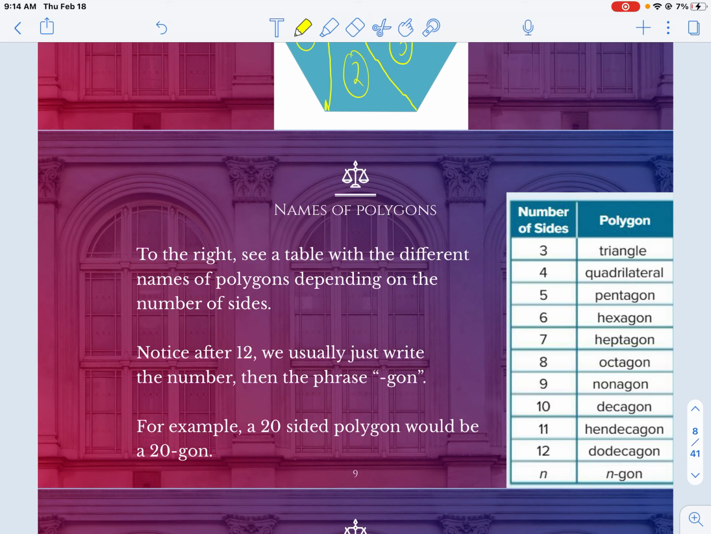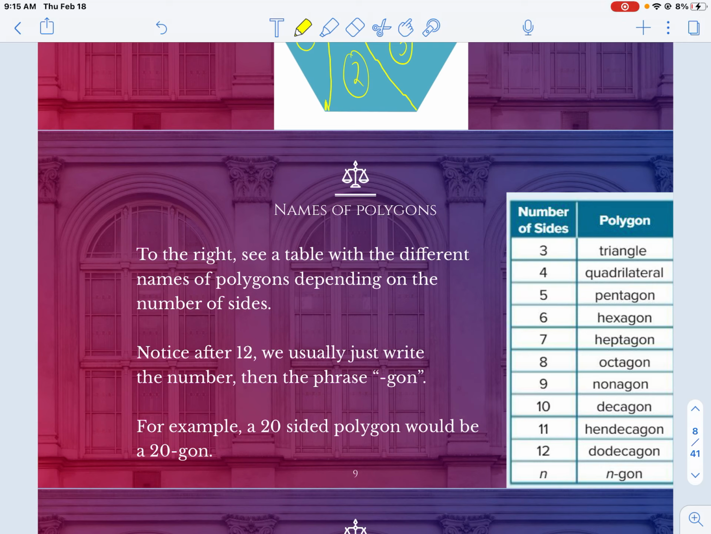So if you look in the table on the right, most of these you probably know: triangle, quadrilateral, pentagon, hexagon, octagon, nonagon, decagon. Some of the weird ones: heptagon, hendecagon, and dodecagon. Those will be new to you. But these are just the names of the polygons with a different number of sides. So a 9-sided polygon is a nonagon, 10-sided is a decagon.